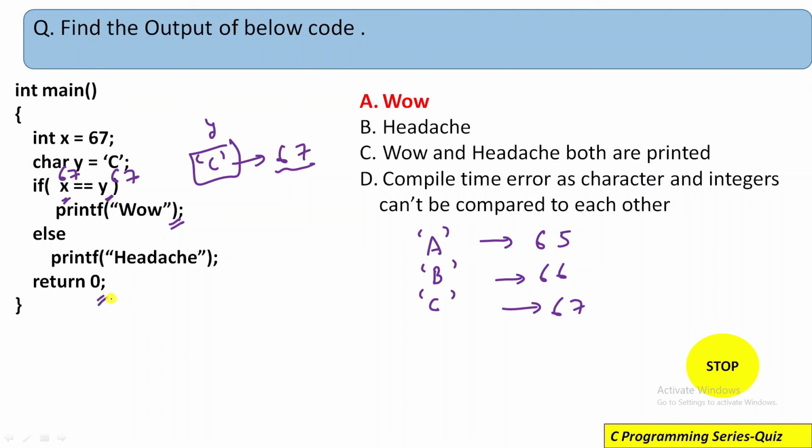That's why this answer is coming. And there is no compile time error saying that we can't compare a character and an integer. No, this is not correct. We can compare an integer and a character, perfectly fine. So I hope you have got the answer.